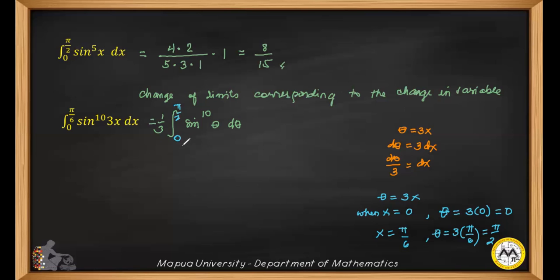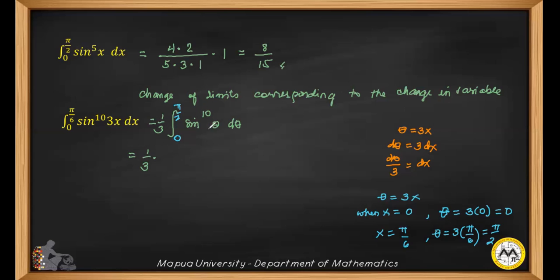And look at the result after changing the variable to theta. The new integral is sine to the 10th of theta d theta, and the limits change from 0 to 0, and pi over 6 to pi over 2. The new integral can now be evaluated by applying Wallis formula, since the lower limit is 0 and the upper limit is pi over 2. So applying Wallis formula, this will give us 1/3, which is the correction factor.